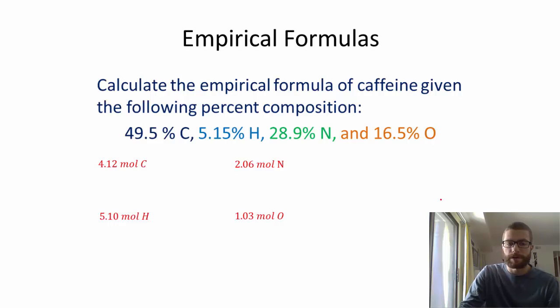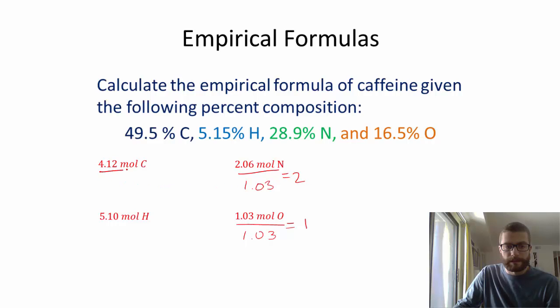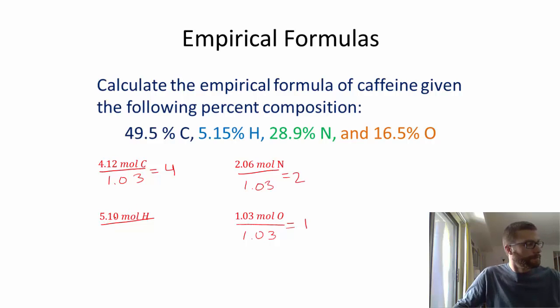To do so, we are going to divide all of these by the smallest number present. The smallest number here is the moles of oxygen. So we're going to divide everything by that value, 1.03. We're going to do this for everything. So oxygen comes out to 1, nitrogen comes out to 2, and carbon is going to come out to 4. And hydrogen, divided by 1.03, is going to give us 4.95, which, if you are close enough to a whole number, go ahead and round. So this is going to be 5.